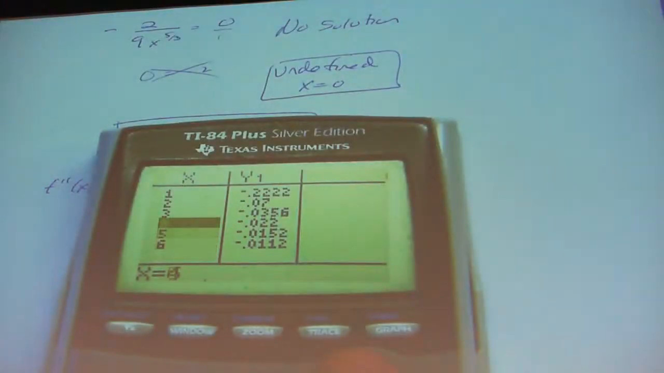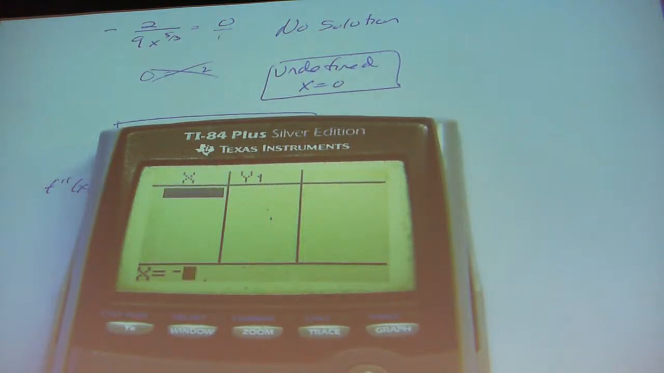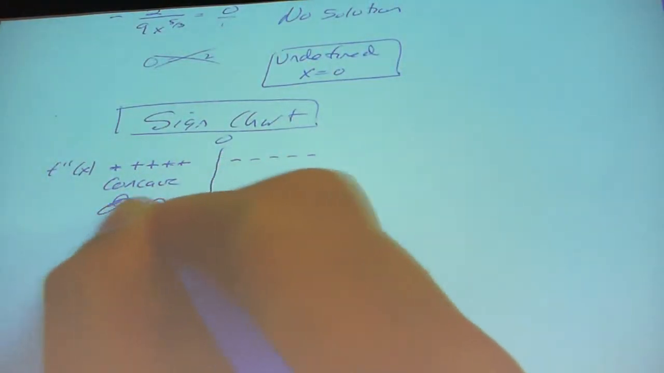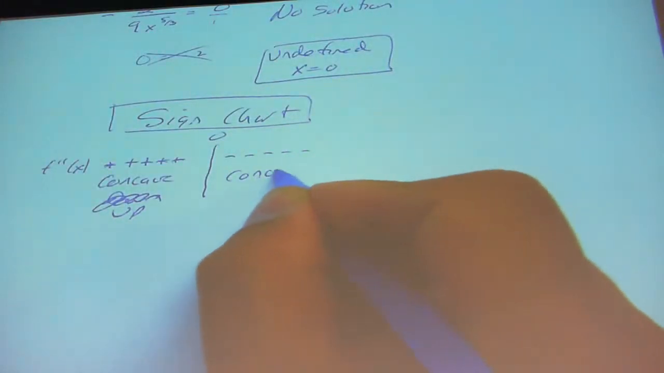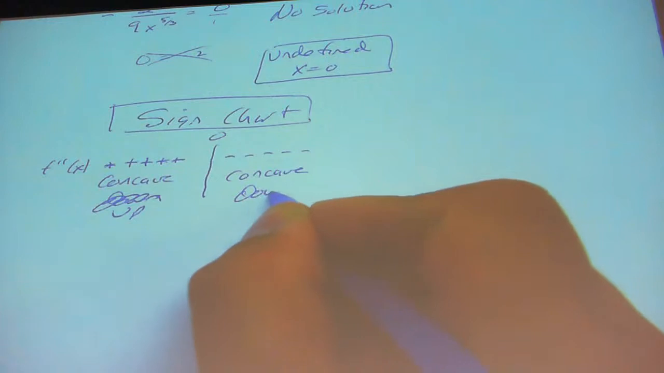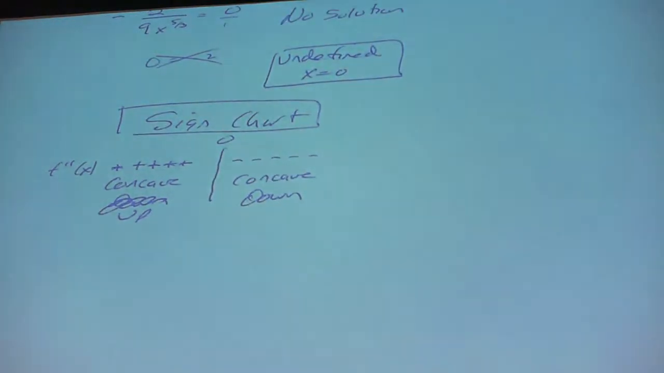So one more time. Make sure it's in the screen. If I plug in negative values, all of those are positive, sorry about that. So that area is concave up, and then everything after 0 is concave down because all the numbers are negative.